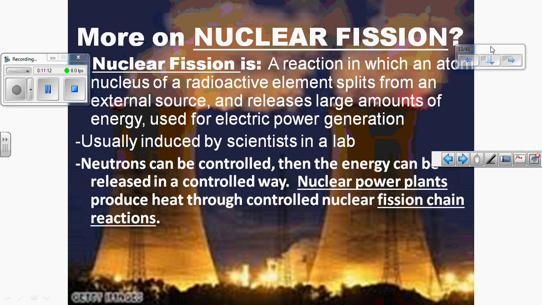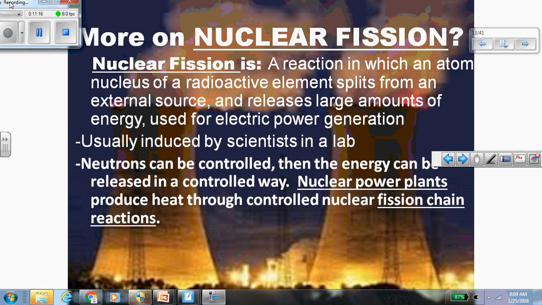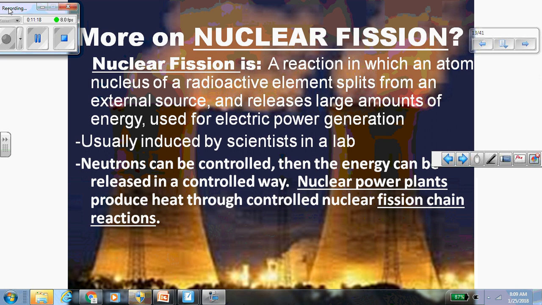Let's look a little bit more at nuclear fission. This is just a little bit more information about it and how it can be used. It's a reaction in which the nucleus of a radioactive element will split from an external source and release large amounts of energy that can be used for electric power generation. So we can use nuclear fission reactions to generate electrical power, which is where we get our nuclear power plants from.